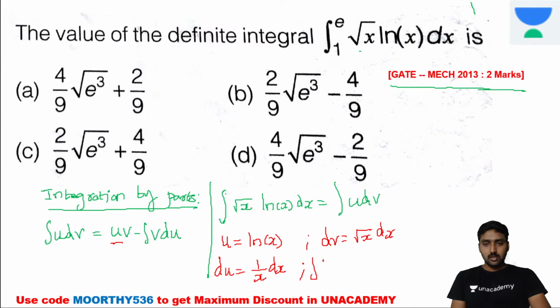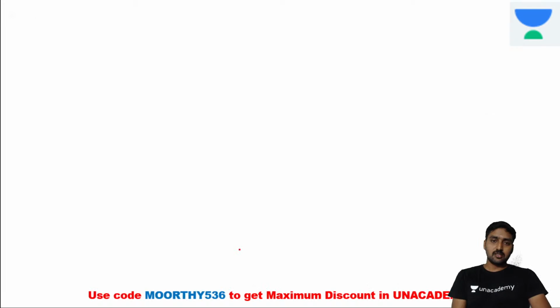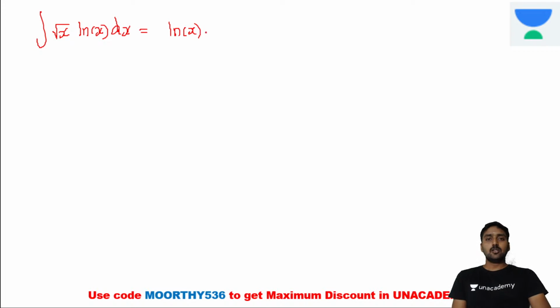So integral of dv is equal to v, which is x power 1 divided by 2 integration, x power 3 divided by 2 divided by 3 divided by 2. So this is the integration, right? Now we are going to apply these values into the uv formula. Now integral of root of x logarithmic of x into dx is equal to uv. U is equal to logarithmic of x, du is equal to 1 divided by x into dx. V we require, right?